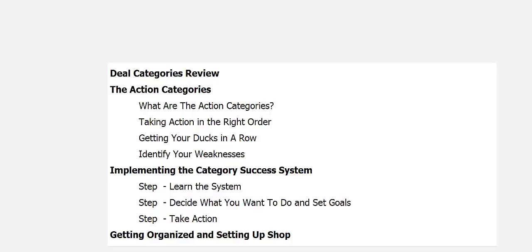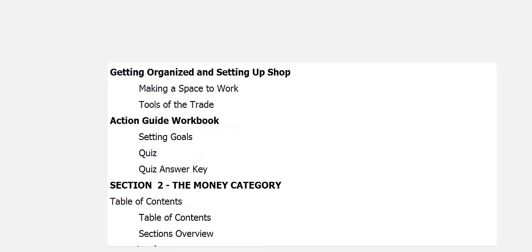Well, you got to learn the system. You got to decide what you want to do and set goals. You want to take action. How do you get organized in setting up your shop? How do you make a space to work, your tools of the trade, action guide workbook, setting goals, quiz answer key. And that ends the first section.